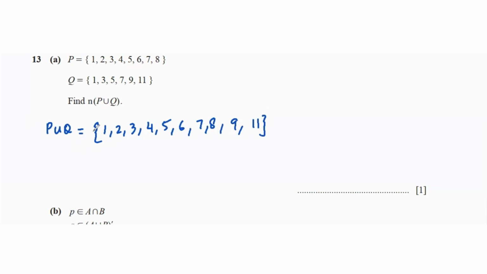Union means all the elements. So if any element is being repeated, you only write it once. You don't write it twice. So now the number of elements in P union Q would be 1, 2, 3, 4, 5, 6, 7, 8, 9, 10. 10 elements.